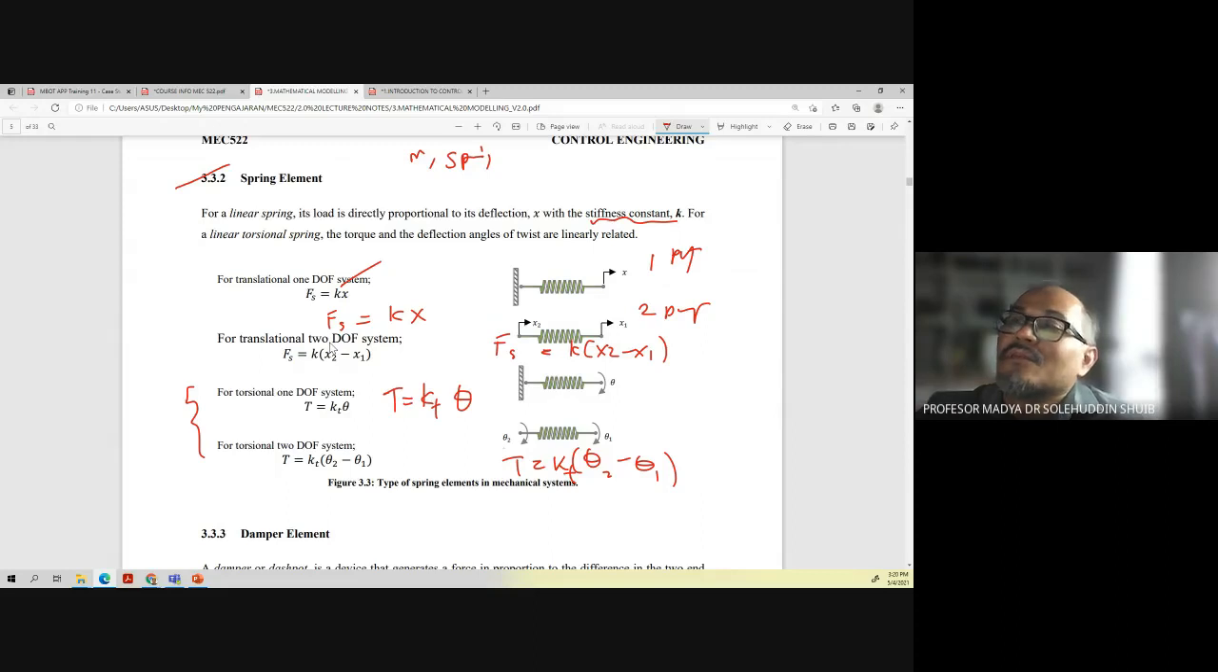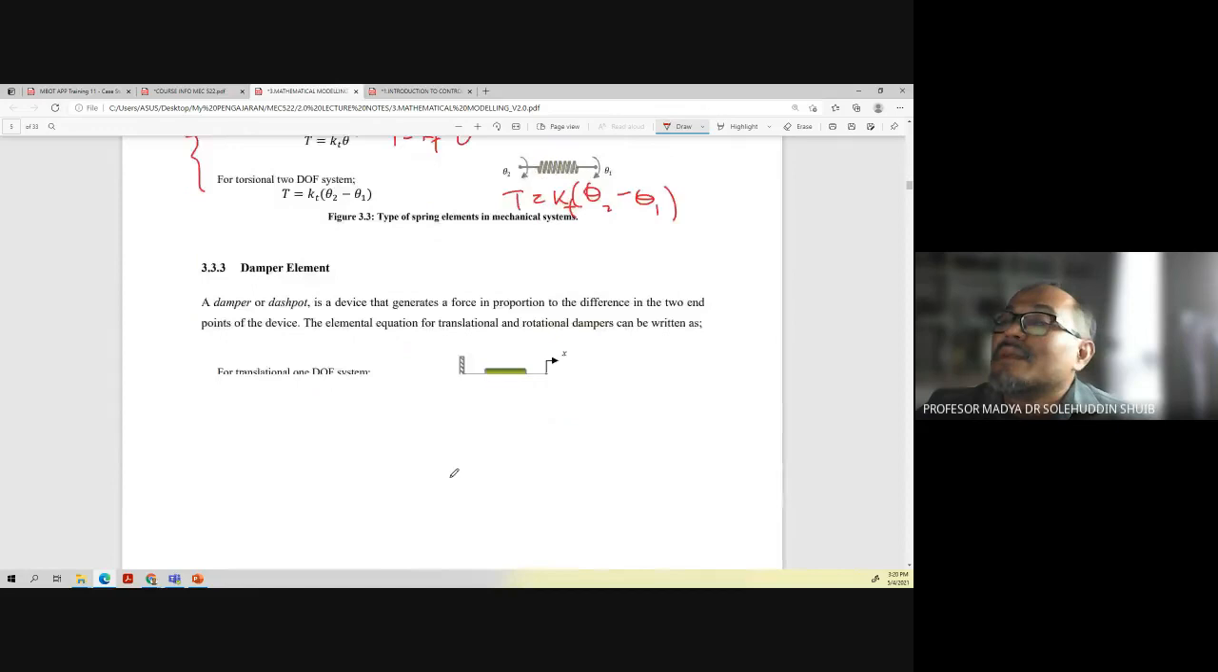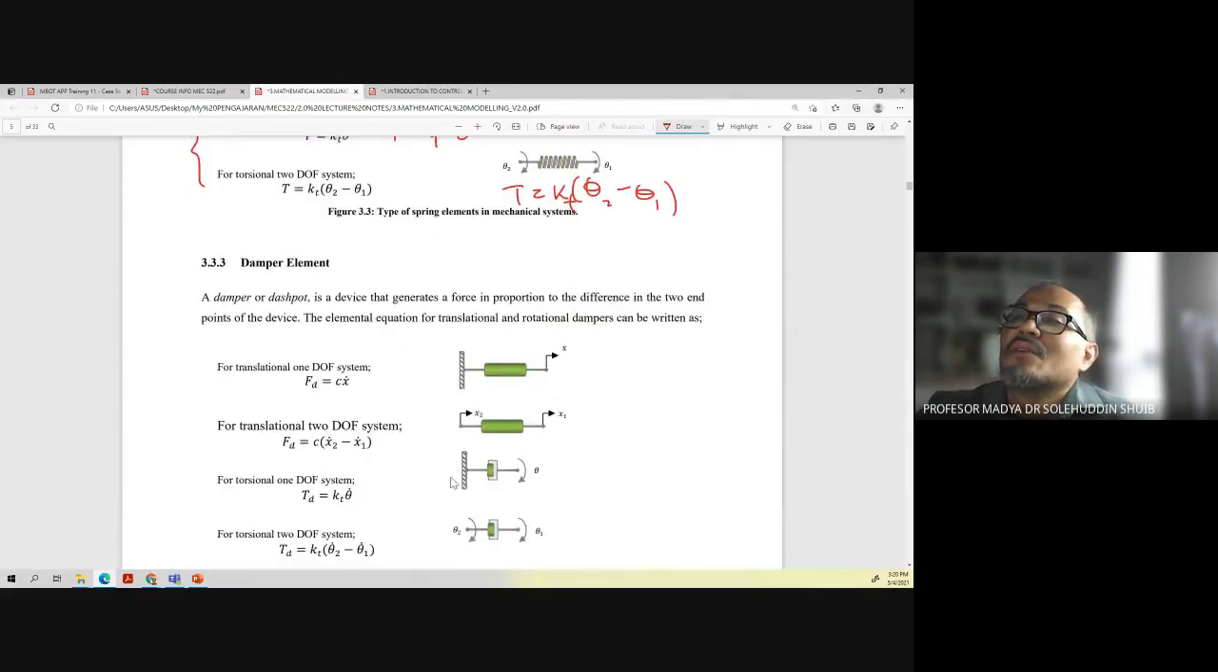Now we proceed to the damper. Okay, damper. Some people use a different word for damper. They use it as a dashpot. Okay, dashpot. So the function of dashpot, the damper.